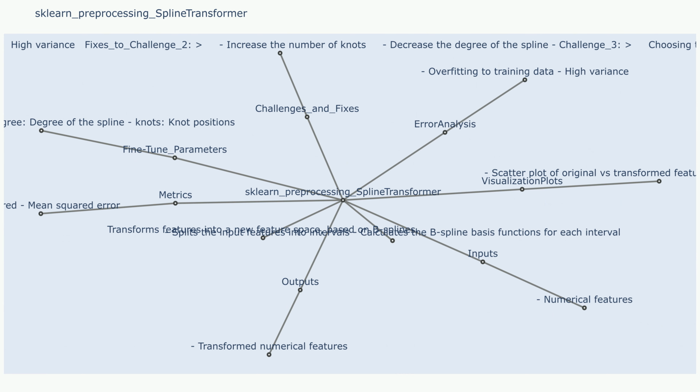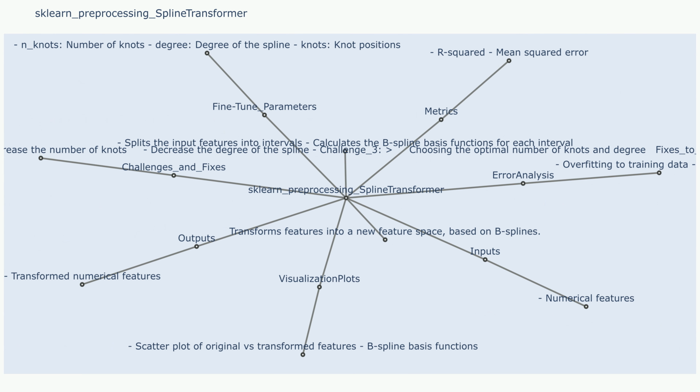Challenge 2: computational complexity. Increasing the degree or the number of knots can significantly increase the computational complexity of the spline transformation. Sample use case that resulted in challenge 2: dealing with a dataset with millions of data points and a high-degree spline with many knots, leading to long processing times.